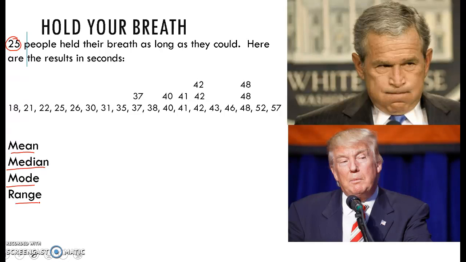Hopefully you're able to do that, and you got 38 is the mean. If you add them all together and divide by 25, you get 38. The median is 40, and so we have 12 numbers above 40 and 12 numbers below 40.